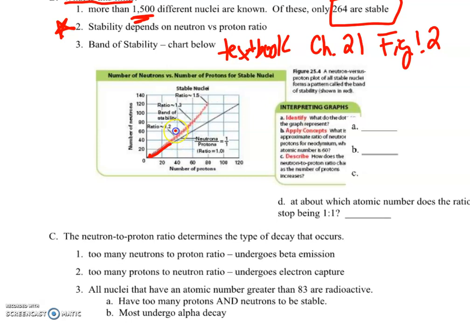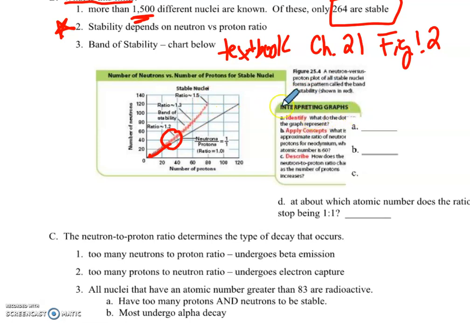But as we start to get to this part of the graph, you see that the rate of change accelerates. Remember what I said about having to pack all those repulsive protons together in 3D space. We need to start putting a lot more neutrons in to get them to stick together. So as this curve goes up, we have to add more and more neutrons.